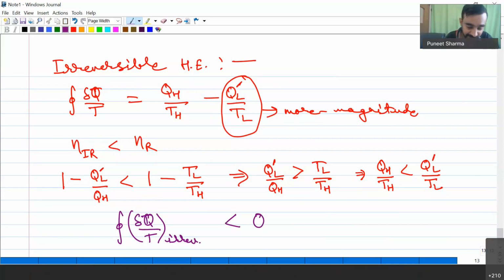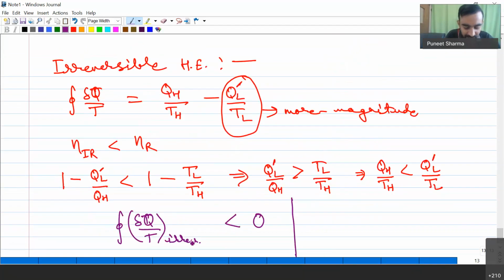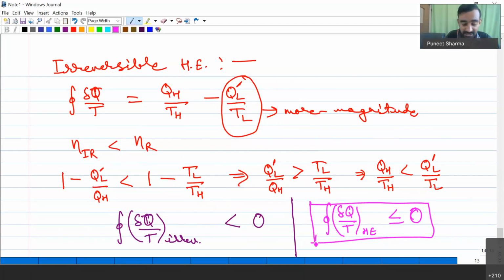So it means for a heat engine device, when it was completely reversible, at that time δQ/T has become equal to 0. And when our device has become irreversible, at that time δQ/T has become less than 0. So in general, I can say that the Clausius inequality is applicable for a heat engine, and ∮δQ/T for a heat engine is nothing but less than or equal to 0. Equal to 0 will come only if our cycle is reversible, and less than 0 will come if our cycle is irreversible.